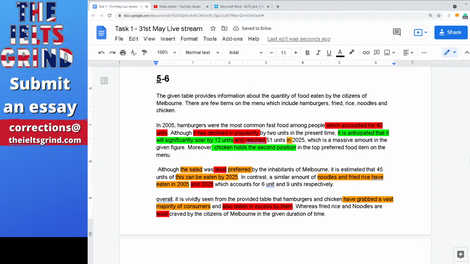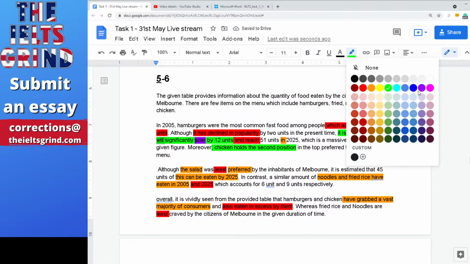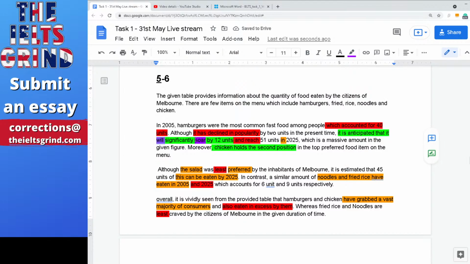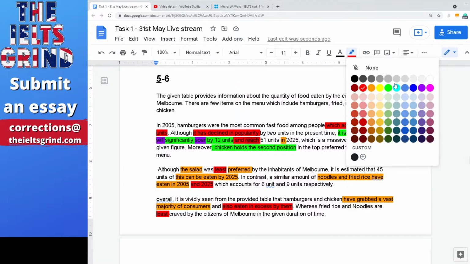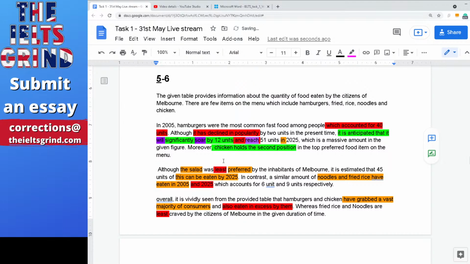Okay, so it is anticipated that it will significantly soar by 12 units, really good, almost a perfect sentence, and reach 51 units in 2025. So it's because we have it will, so will soar. Okay, so will soar. So let's highlight these things. Because of will, the next verb has to be in the infinitive without to. And it also means any other verb in that sentence will also be in the infinitive without to. The bare infinitive, if you like to call it.